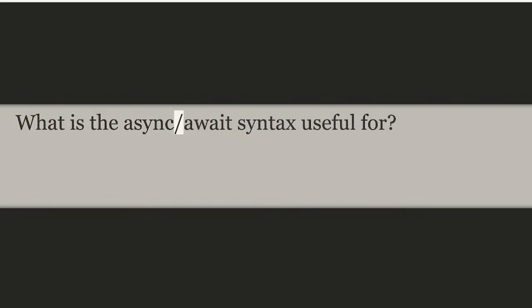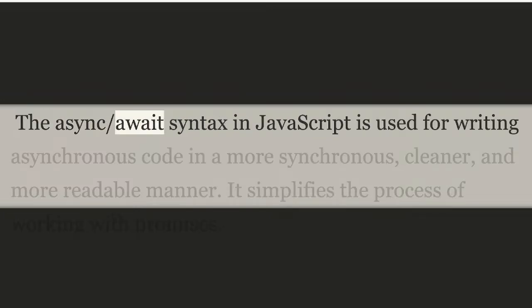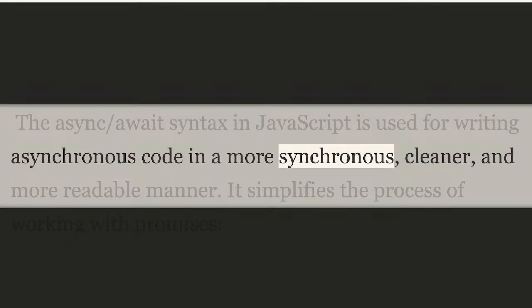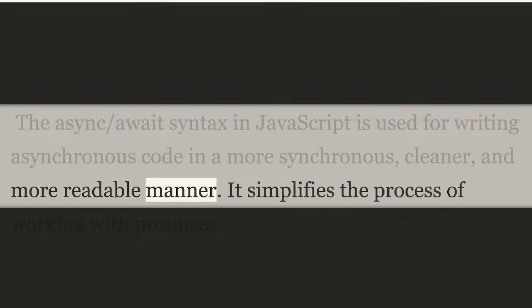What is the async/await syntax useful for? The async/await syntax in JavaScript is used for writing asynchronous code in a more synchronous, cleaner, and more readable manner. It simplifies the process of working with promises.